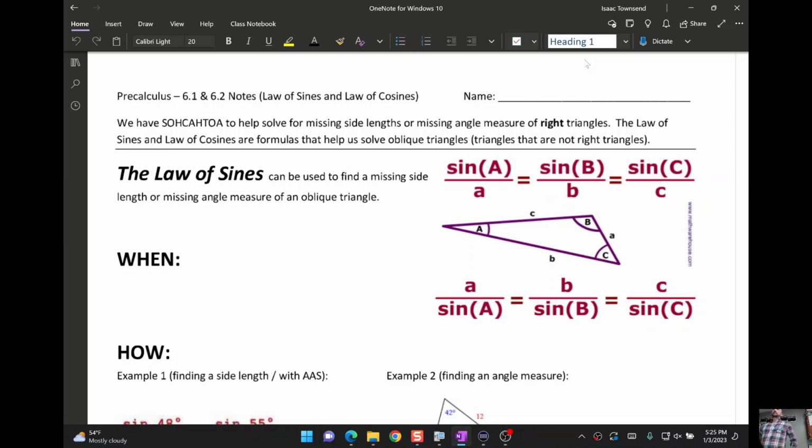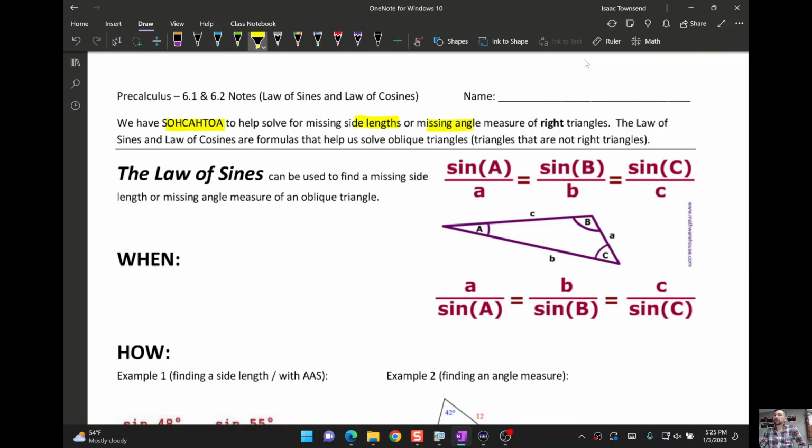Because law of sines and law of cosines, that sure sounds like trig, and I just said that second semester doesn't have much trig to it. It's just that you don't really need to know much trig to be able to do law of sines and law of cosines. So we had SOHCAHTOA last semester that helped us find side lengths or angles, but the catch was it had to be a right triangle.